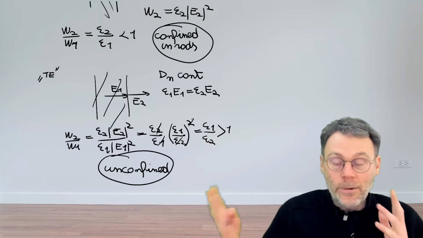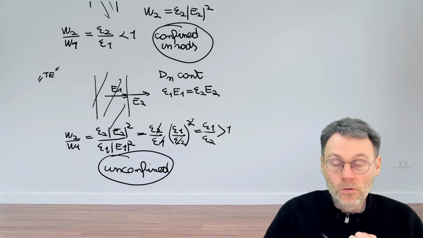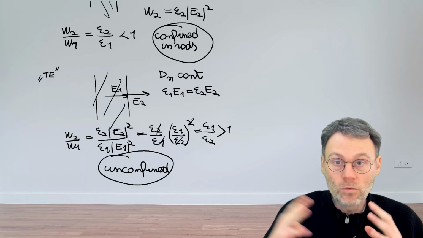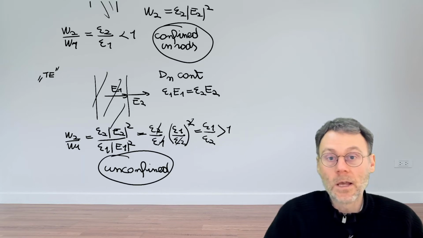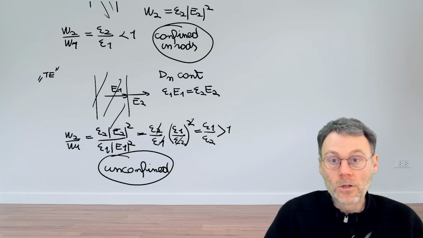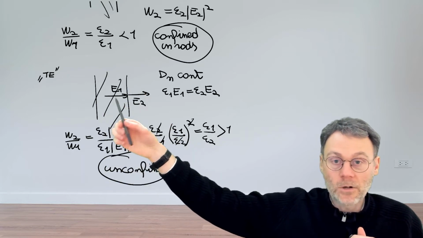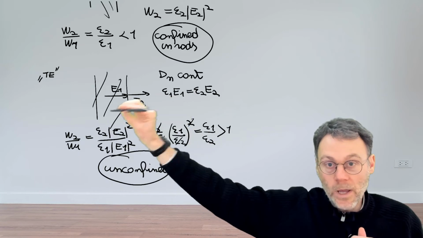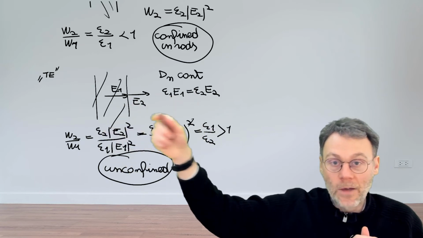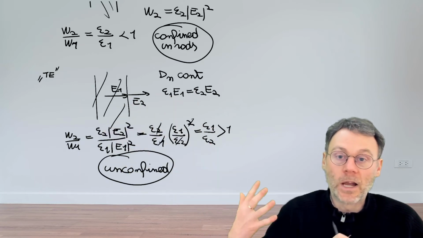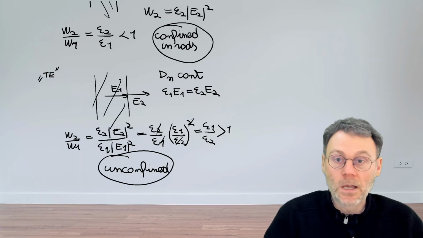So based on these very simple arguments, this will allow you to draw some conclusions with respect to where the field will be mostly located depending on the polarization. So if the field is along the rods, most of the field will be concentrated there. If the polarization is the other way, perpendicular to that, then we will have significant amounts of the field, of the energy, present in the space between the rods.